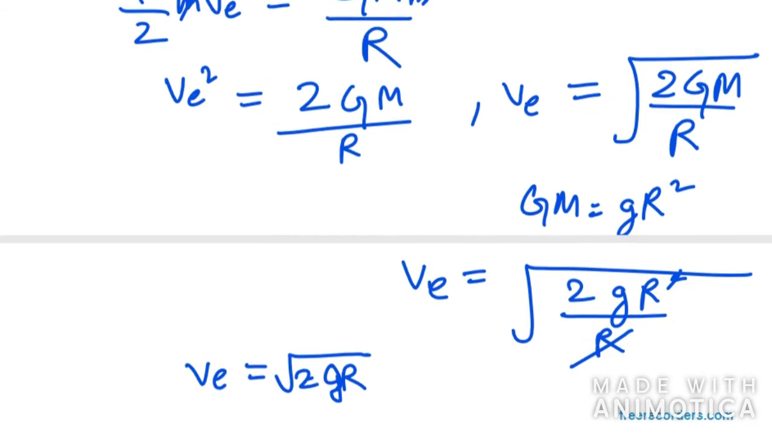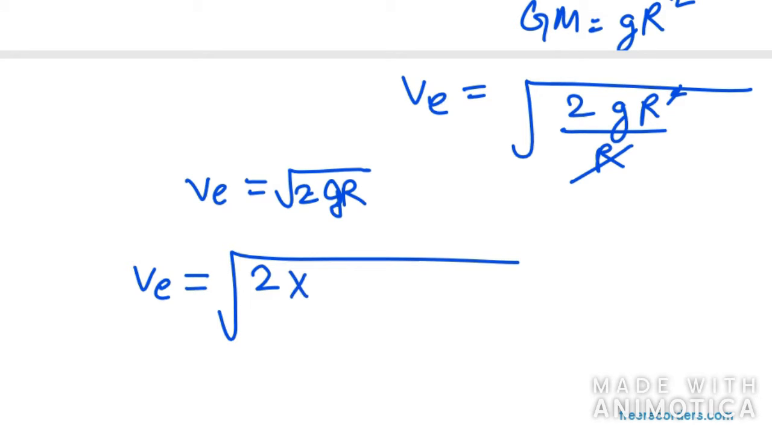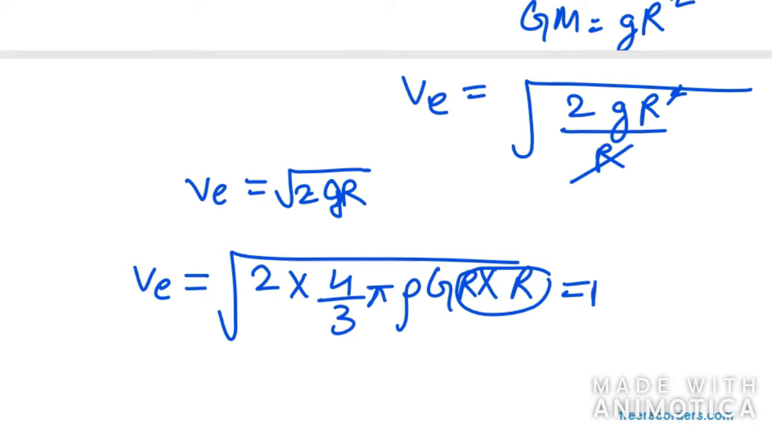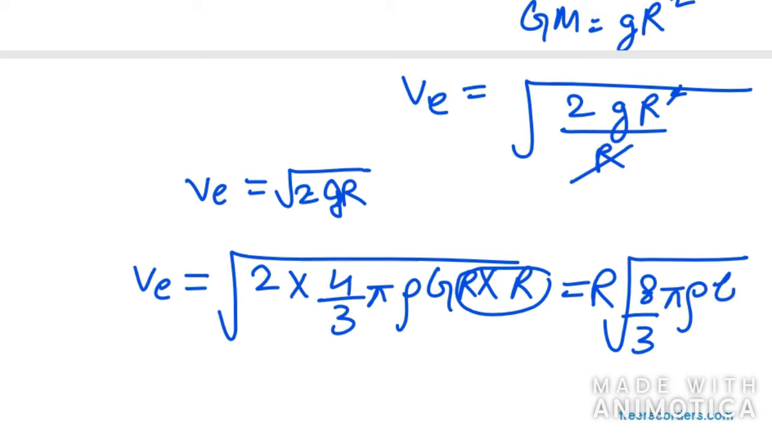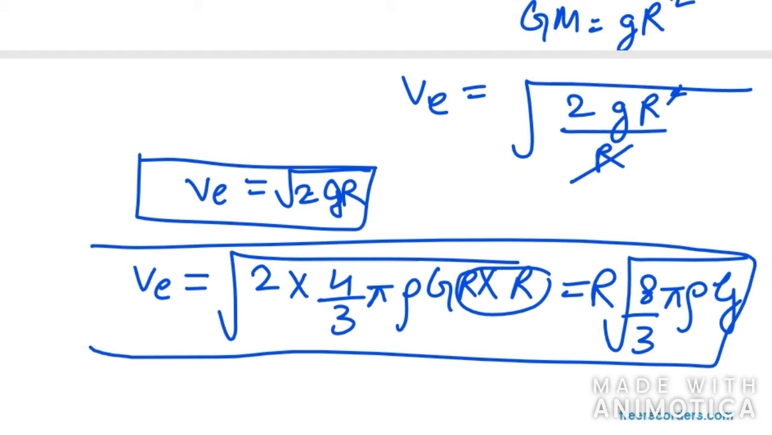Now, the next thing we need to find is in terms of density. So it will be VE equal to under root 2, g will be 4 by 3 pi rho G times R, cross R. Now, as we have 2R, that means 1 R will come out. So it will be R times under root 8 by 3 pi rho G. So this will be your final expression for VE. If you have g and R, you can use the earlier equation; if you have rho and G, you can use this equation. So this is all about escape velocity.